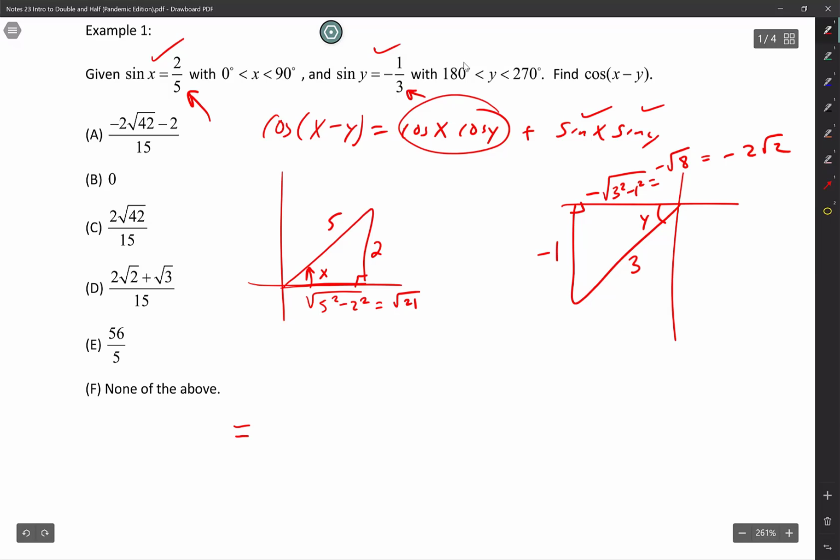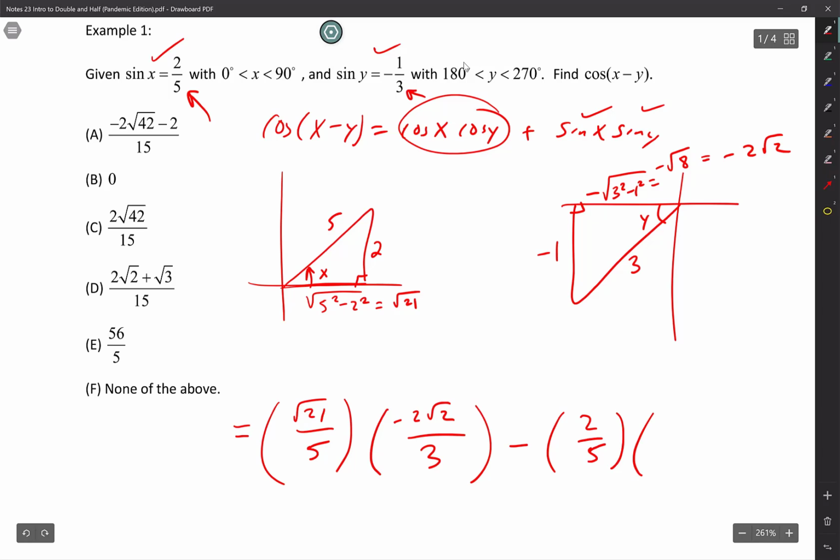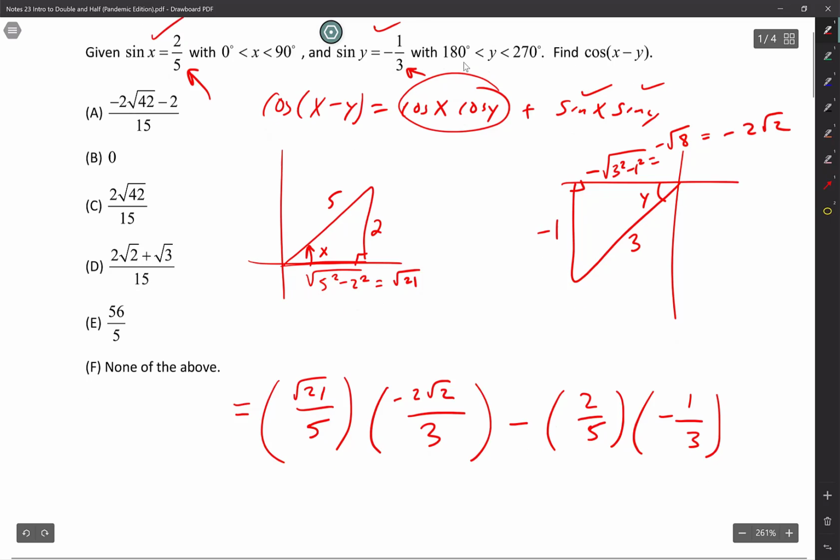Cosine x, cosine y. I'm going to figure out what cosine x is. Cosine is adjacent over hypotenuse. So square root of 21 over 5. And then cosine y is this guy over here, so it's going to be -2 square root of 2 over 3. And then the other two were given. Sine x was 2/5, and sine y was -1/3. So let's see what we get.